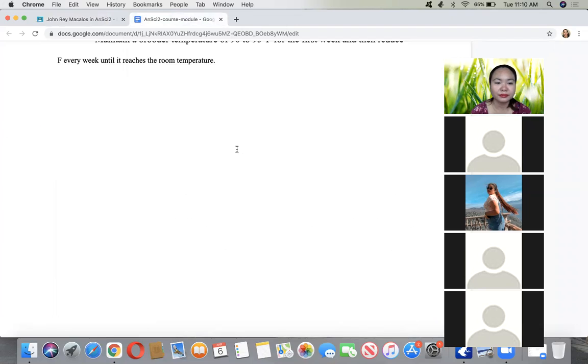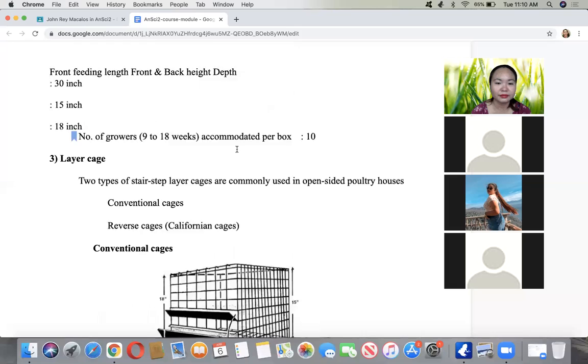Actually, ma'am, tapos ko na po yun, ma'am. Kaso, nag-handwriting lang po kasi ako, ma'am, eh.